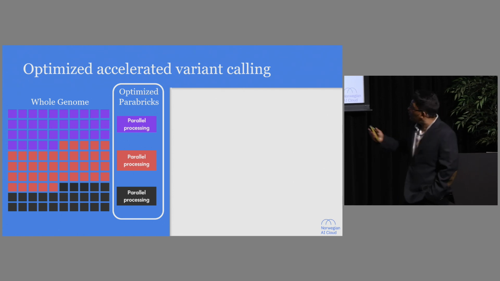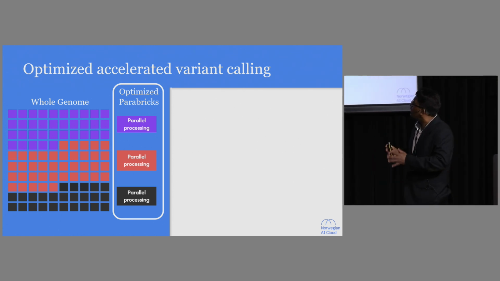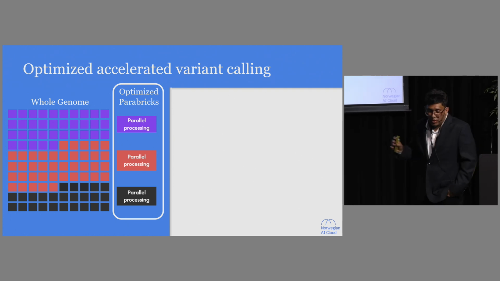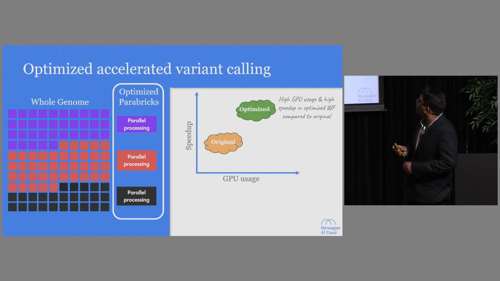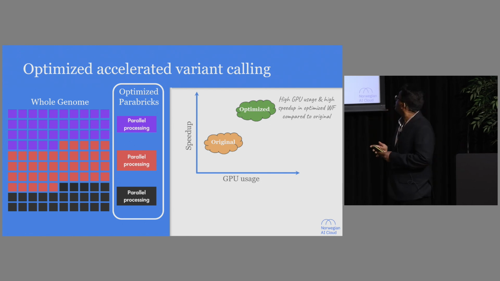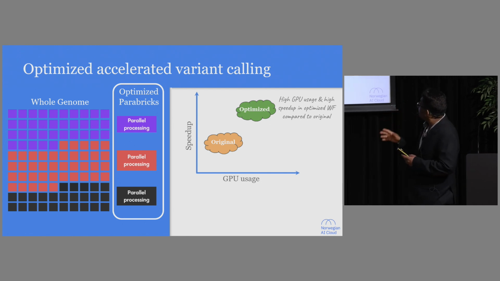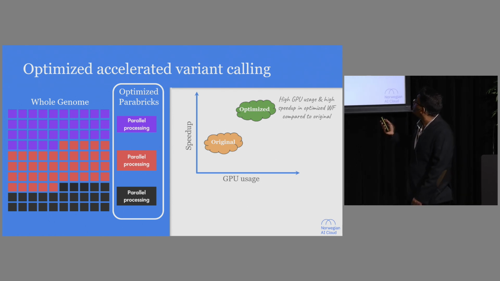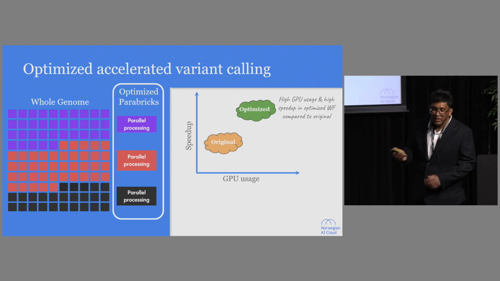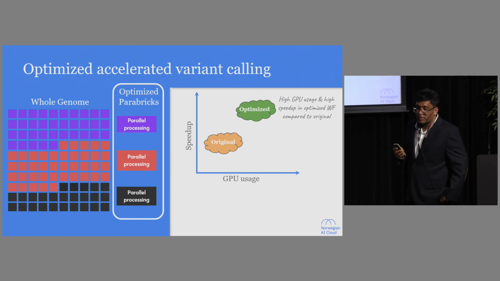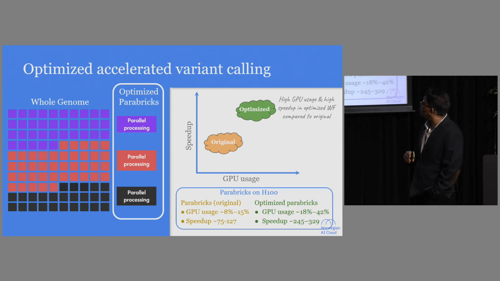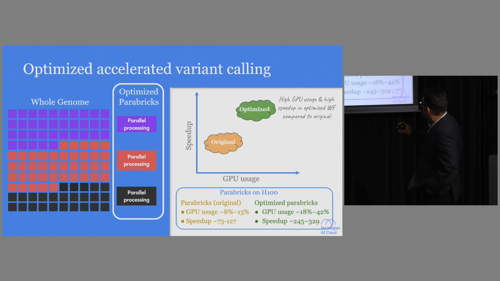What we did here was to split the whole genome into different sections and run them in parallel. What we saw was interesting, and what was expected as well. With the optimized workflow, we saw a higher GPU usage, and the speed up was also comparatively higher than the original. So this was the cartoonish depiction. The numbers are also quite impressive.